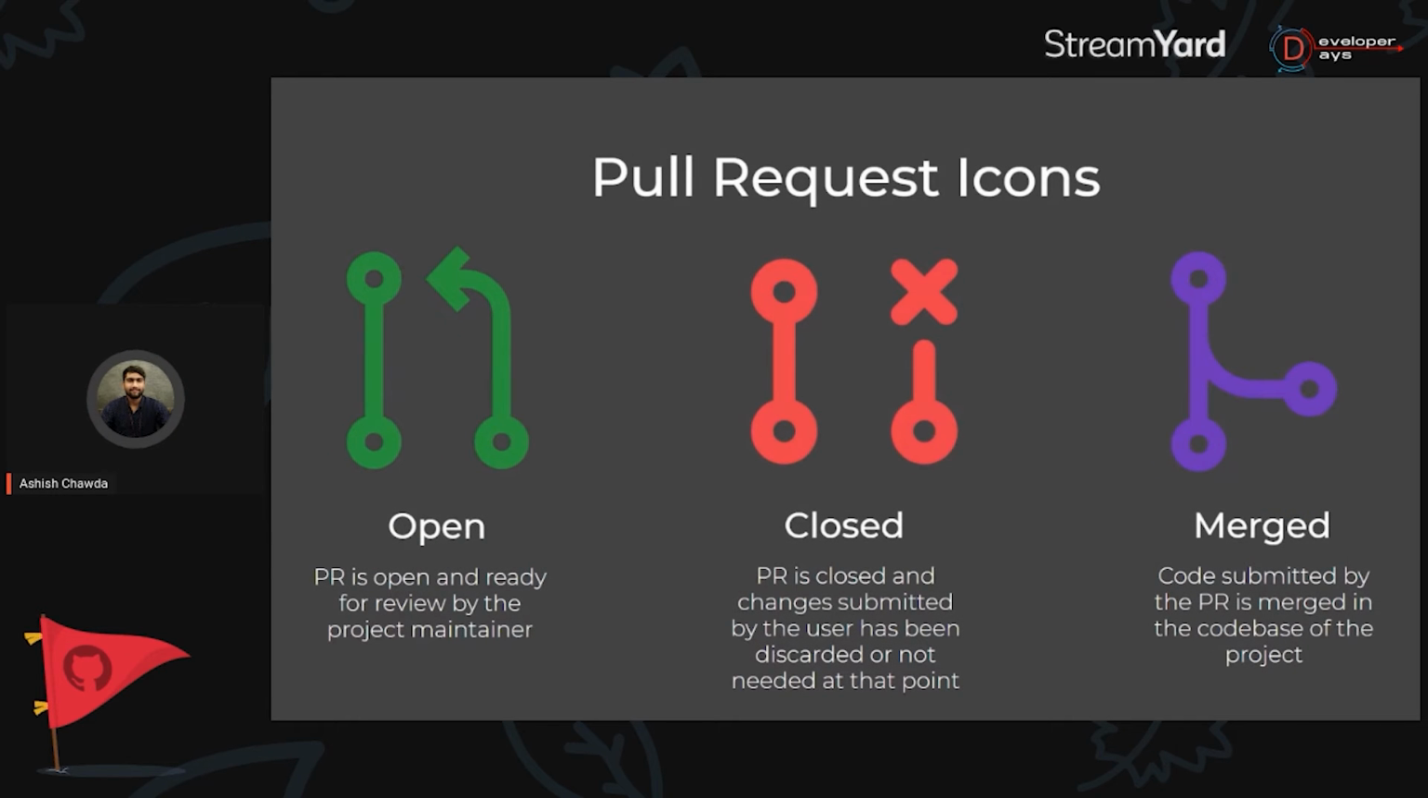And these are three basic icons for the pull request. The green one means open, that your pull request is still open and yet not merged. Closed means that your pull request was closed and kind of rejected because you did something wrong, or it was breaking the code, or maybe other reasons also. And the purple one means that the code was merged. Whatever changes you did, it was merged in the original project, and you are now a contributor to the project.